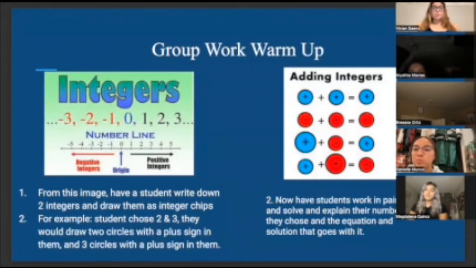The second step of this warm-up would be having students work in pairs to solve their equations with the numbers they chose, and to know that if they have 2 positives, it will equal a positive, and if they have 2 negatives, it will equal a negative.